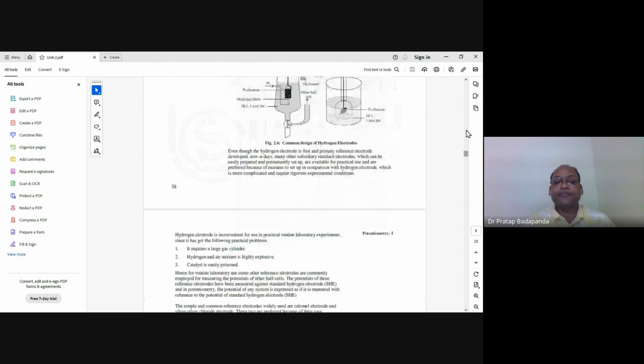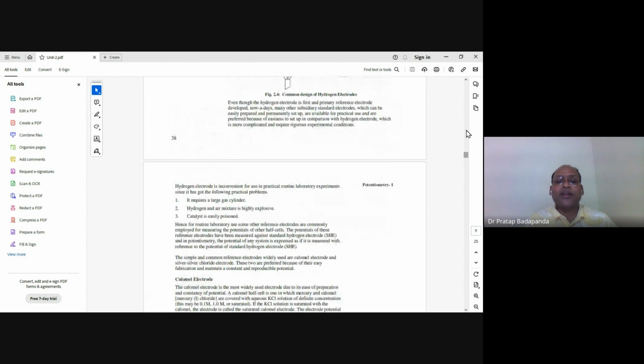Next, the hydrogen electrode is inconvenient for use in practical routine laboratory experiments. Yes, it is inconvenient because hydrogen gas is highly explosive in nature. That's why it needs essential precautions.